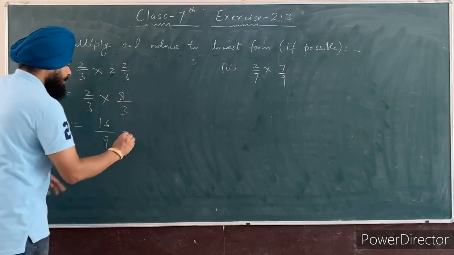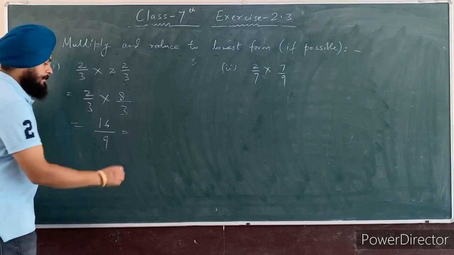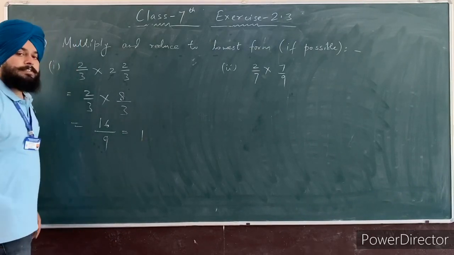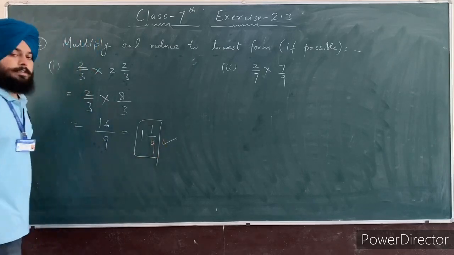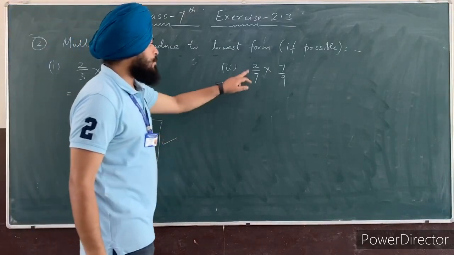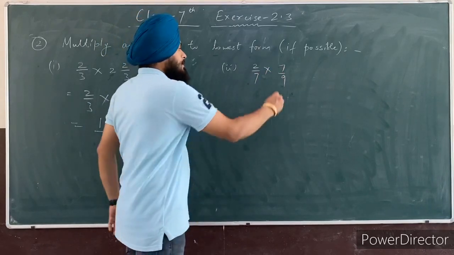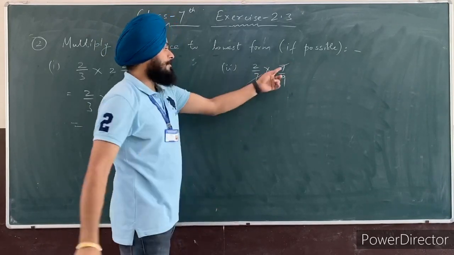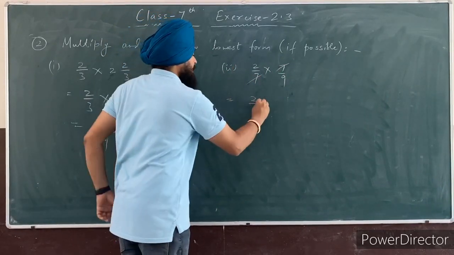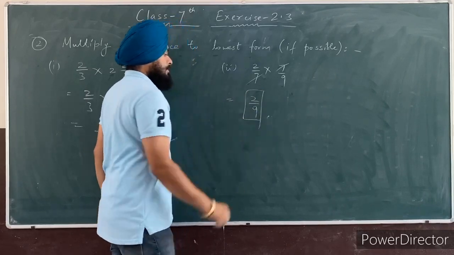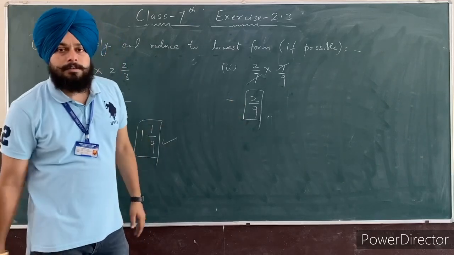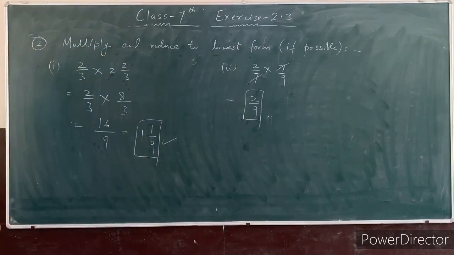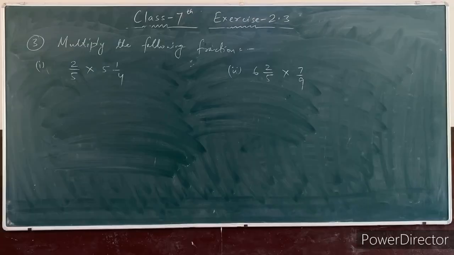You can also convert it into a mixed fraction. So 9 ones are 9, 16 minus 9 is 7. So answer is 1 7 by 9. Clear students? Next, 2 by 7 multiply 7 by 9. So in this, 7 and 7 cancel. So answer is 2 divided by 9. So 2 by 9 cannot be converted into a mixed fraction because it is a proper fraction. Clear students? Parts 3rd to 7th are your homework.